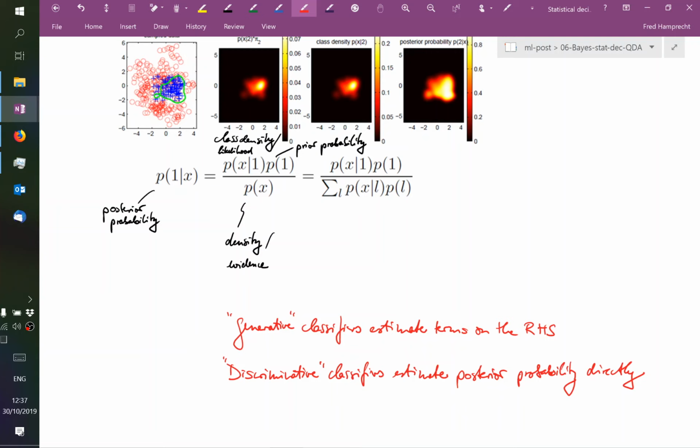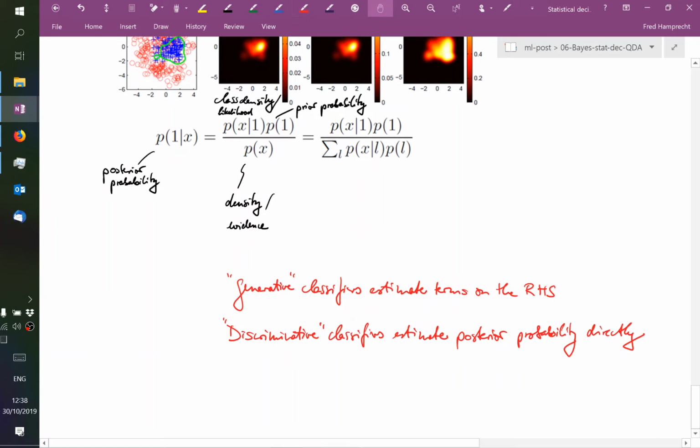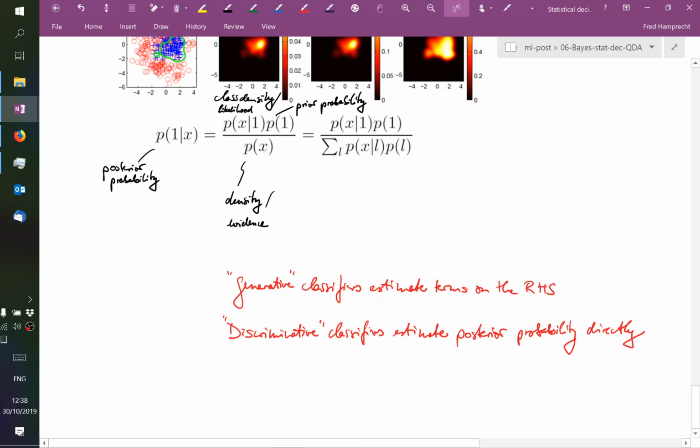Let's say k nearest neighbors: generative or discriminative? Okay, we do a voting. Who thinks k nearest neighbors is generative? Who thinks it estimates the class densities? Who thinks it's discriminative? Yeah, great. Very good. So k nearest neighbors or random forest are discriminative classifiers. Today, for a change, let's look at a generative classifier.